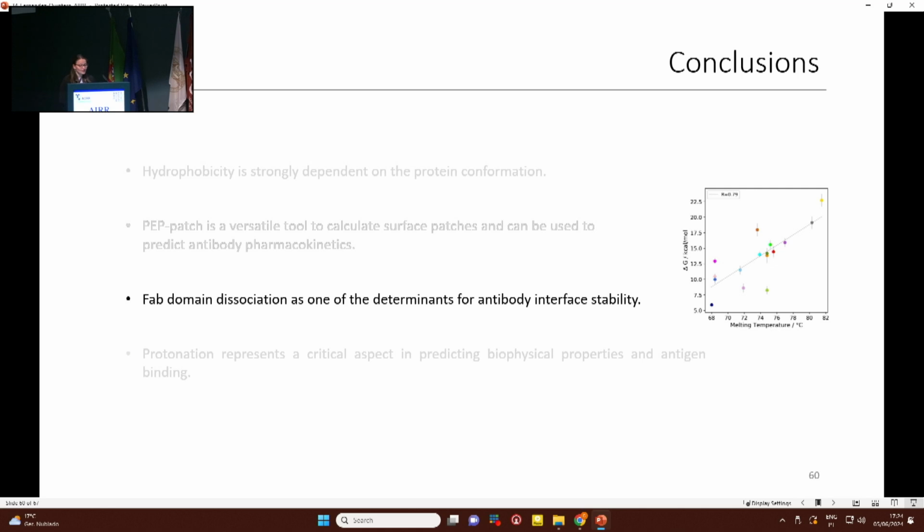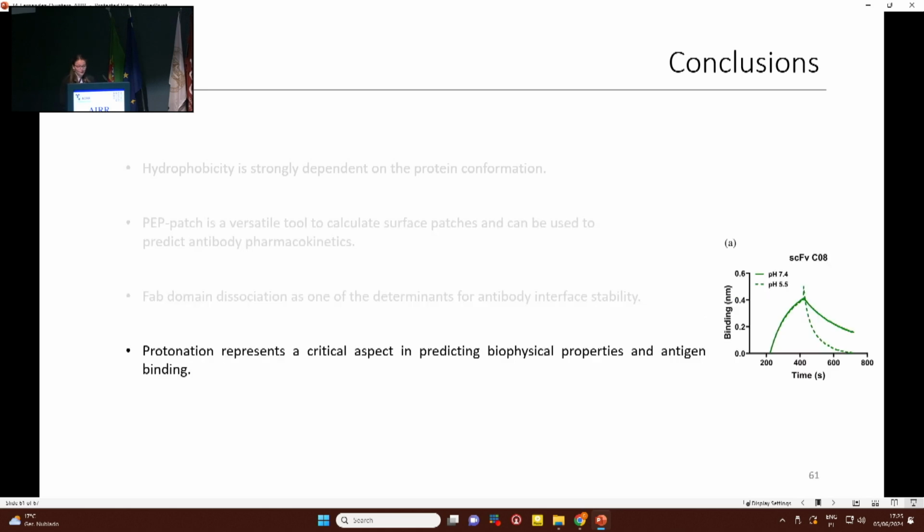A thing I didn't show today is that we also looked at thermostability of antibodies, where you could see that by pulling apart the relative interdomain orientations of Fabs and CH3 domains, you could actually see a decent trend in thermostability, which is one of the contributors in melting. And of course, I hope I could convince you that protonation is a critical aspect and strongly influences biophysical properties.